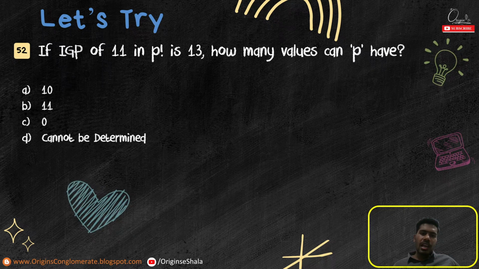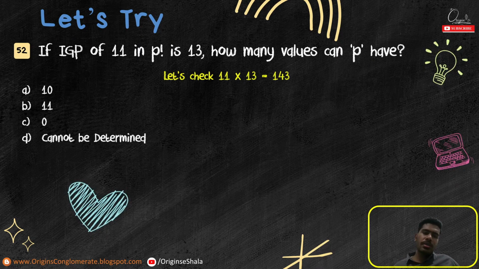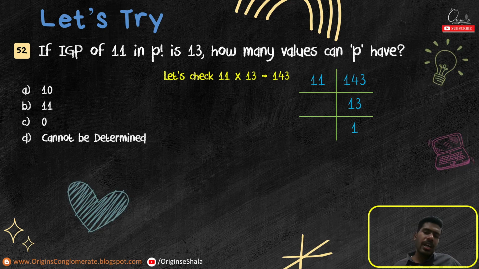So IGP of 11 in p factorial is 13. How many values can p have? Again, quite simple, but this time I have intentionally taken it so you can find the values that p is going to have. Just try it once. 11 times 13, you will be left with 143. Now if you try the same method that I showed you in the first example, you will end up with 14. But I wanted IGP 13. I got 1 extra.